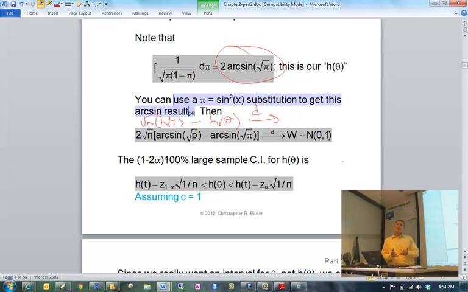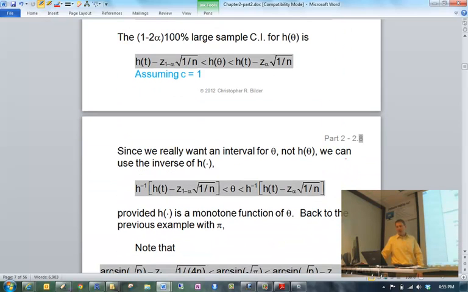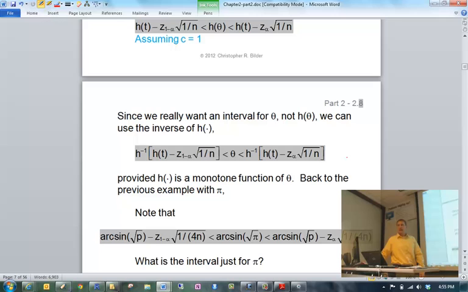Then in general, what's your interval for, let's say, h of theta? Well, do the same thing that we've done before. H of t minus the quantity from the normal distribution times the square root of the variance. Well, what's the variance? 1 over n. Don't forget about the n itself. Make sure you understand where the n comes from. So that's the interval for h of theta. Of course, though, we're really interested in theta itself, so what do we do? Use the inverse transformation. And there is your interval for theta.